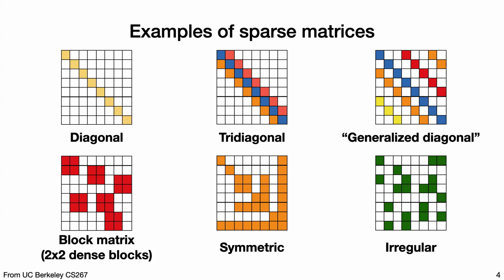Another one that comes up sometimes in practice is blocked. Sometimes, from some applications, the non-zeros exhibit this block structure where they're clustered together. This is symmetric, so that means it's reflected evenly across the main diagonal, and then irregular is that there's not really a clear pattern about where they are.